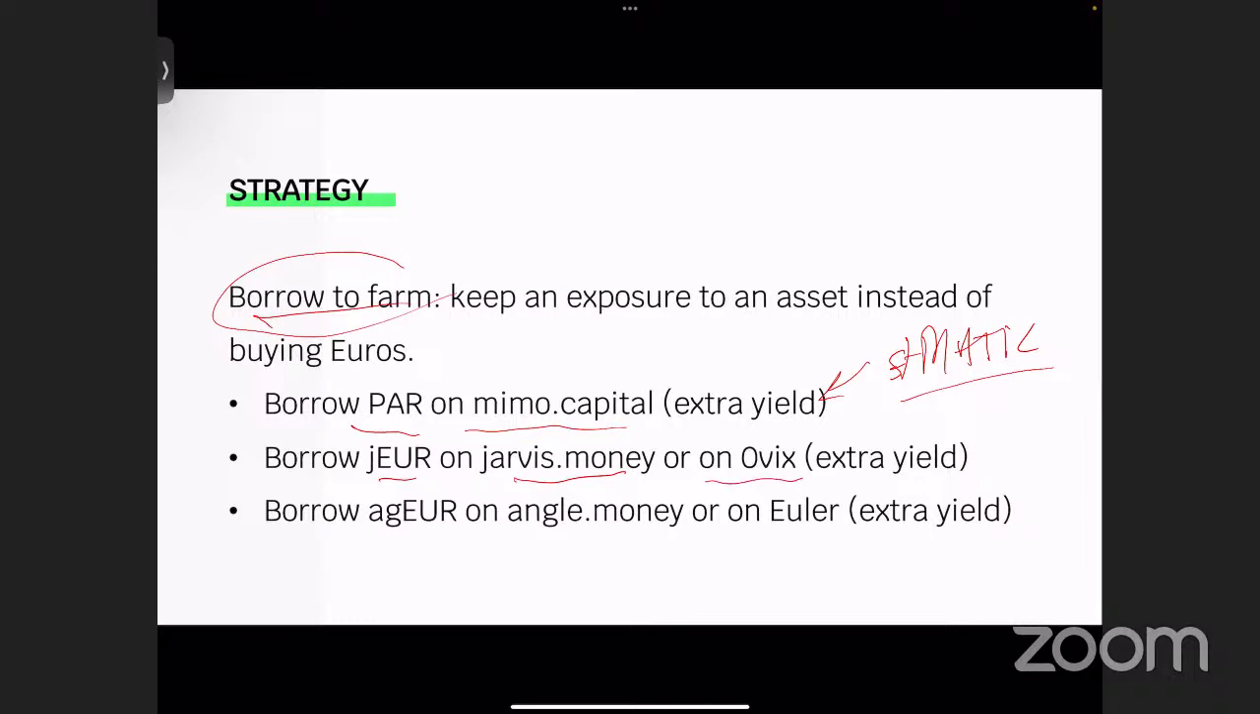You can also borrow on 0VIX. I will show it to you after, where here you have extra yield paying the 0VIX token. You can also borrow AJEuro on Angle Money, or on Ethereum on Euler. I don't remember how they pronounce it. And you can also win extra yield here because, again, you can borrow against stETH, stMATIC, and so on. Well, if you borrow on Ethereum, you have to bridge. But if you know what you do, this is a good strategy.